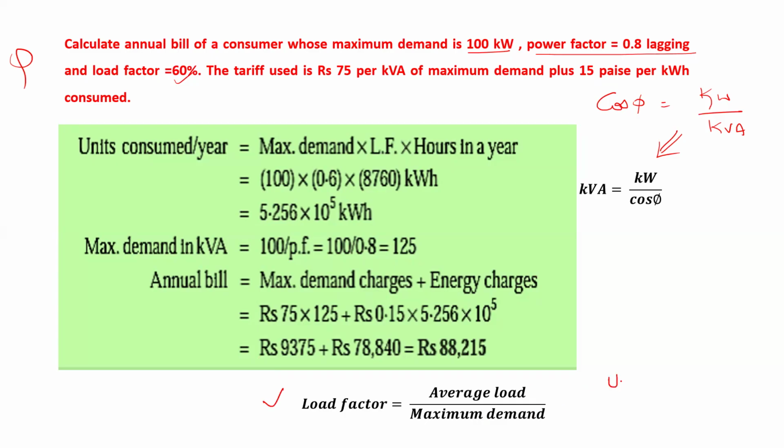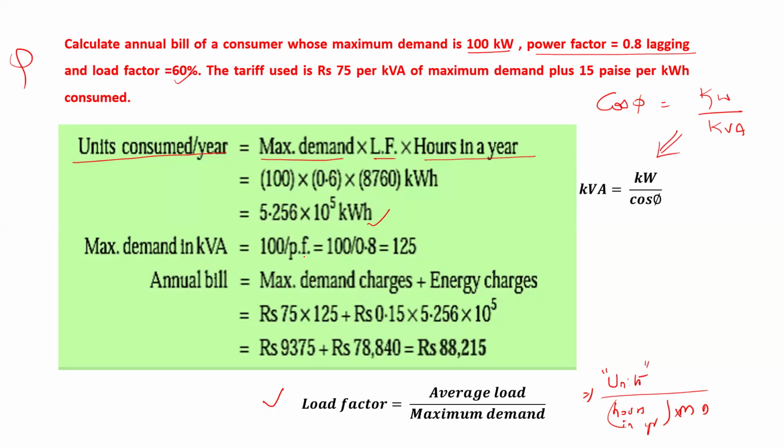I know one more formula: load factor is equal to average load by maximum demand. Substituting the number of units consumed divided by hours in a year, into maximum demand. From that, can you find the number of units consumed per year? Bring it to this side: load factor into maximum demand into number of hours. Same as the first numerical: maximum demand is 100, load factor is 0.6, hours in a year is 8,760. We get the units consumed.